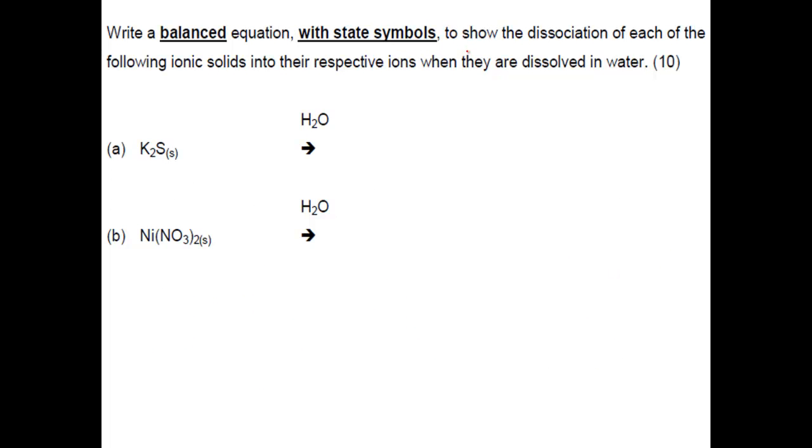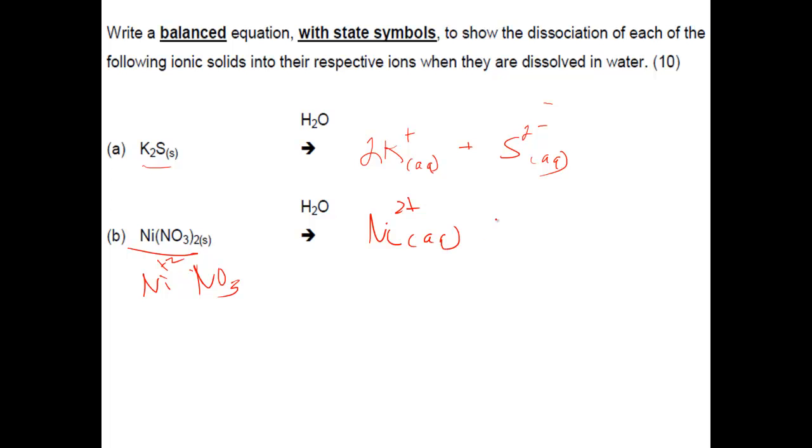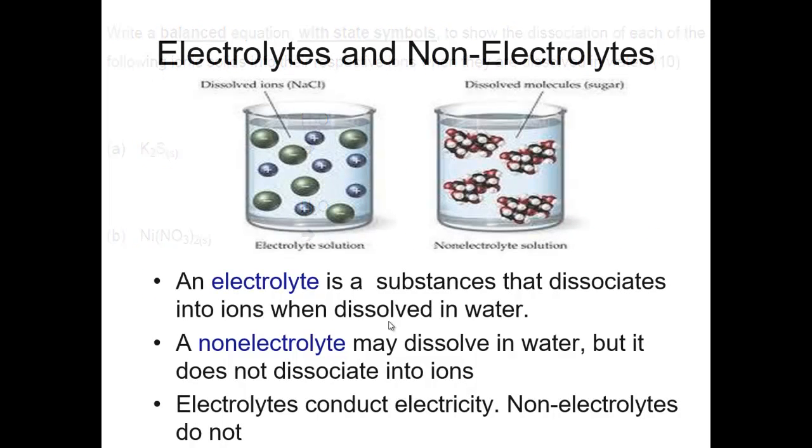You might be asked, especially on an FRQ, to write the equation for the dissociation of these solids. So if I were to put this in water and it's soluble, which it is, because potassium is always soluble, I get 2 potassium 1 plus ions that are aqueous, and I get 1 S2 minus ion, which is aqueous. When I put this in water, I have a nickel ion and I have the nitrate ion. So I end up with nickel 2 plus, which is aqueous, and I have 2 nitrate minus aqueous. So don't break apart the nitrate. That's a 1 ion.